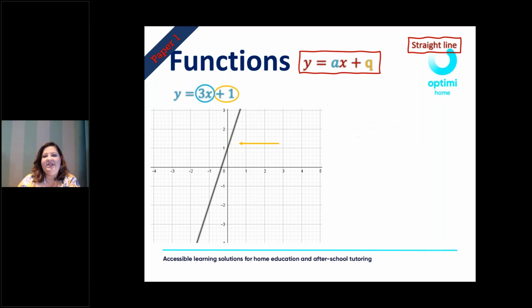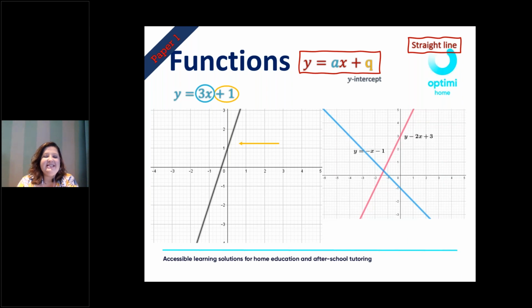Right. So now we need to look at Q. And I mentioned already that the Q is my y-intercept. I'm still going to make use of the same graph that we looked at for our gradient. So that was easy to see. +1, we talked about it already. It cuts my y-axis.